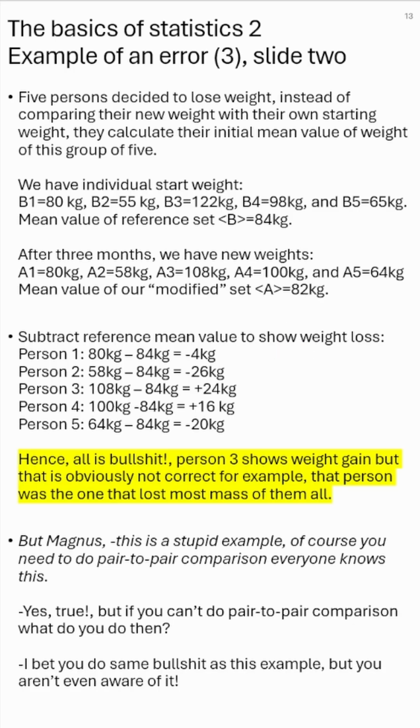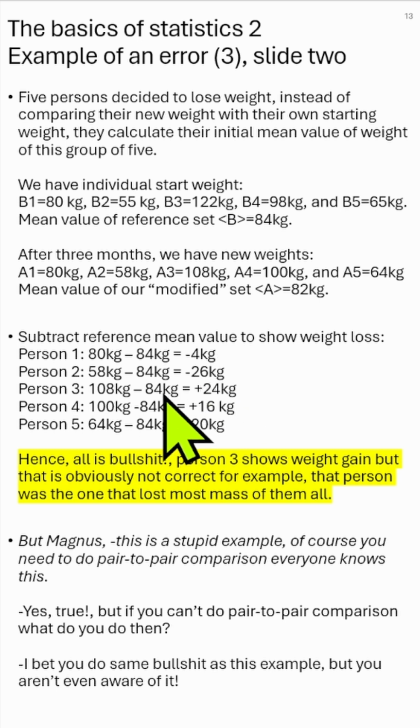So if we do, as we initially planned, subtract the reference mean, the initial mean value, from the single person's final value, then we can see for person 1 that one had a weight of 80 kilo in the end. So it has the same weight, right? But we're supposed to subtract the mean value of initial weight now, which was 84. That means person 1, according to this approach, lost 4 kilos. In reality, there was no difference, right?